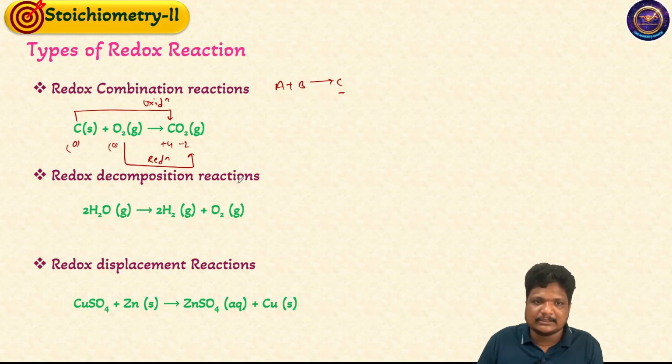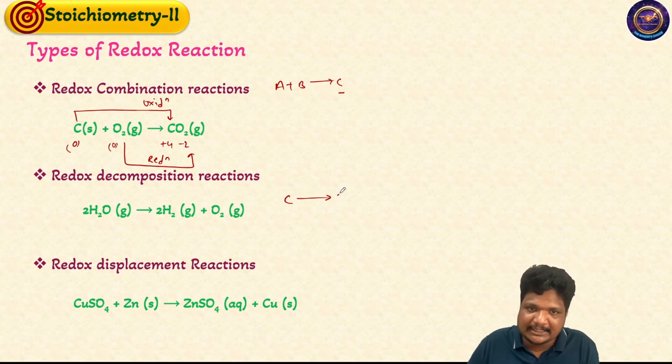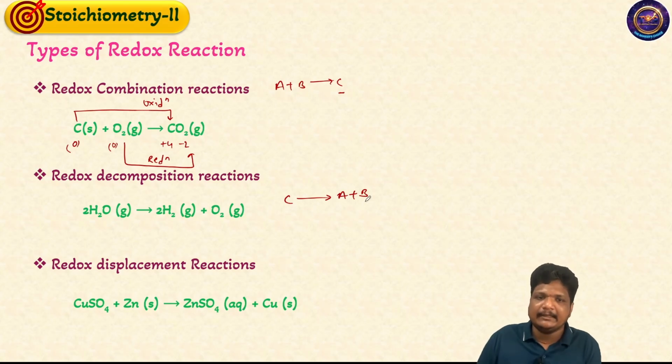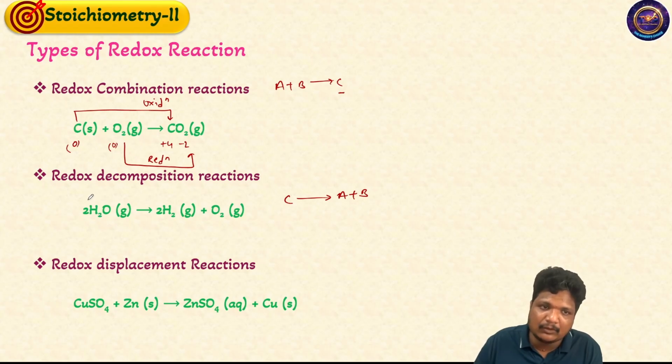So redox decomposition reaction is nothing but it is a reverse of the combination reaction. So here C gives rise to A plus B. So ఒక స్పీసీస్ డికంపోజ్ అయ్యి సో మనకు అక్కడ ఈ 2 స్పీసీస్ ని ఫామ్ చేస్తుంది. సో ఇన్ ద రియాక్టెంట్ సైడ్ ఇఫ్ యూ అబ్జర్వ్ ది హైడ్రోజన్, సో హియర్ ఇట్ విల్ బి హ్యావింగ్ +1 oxidation state, oxygen is having -2 oxidation state.